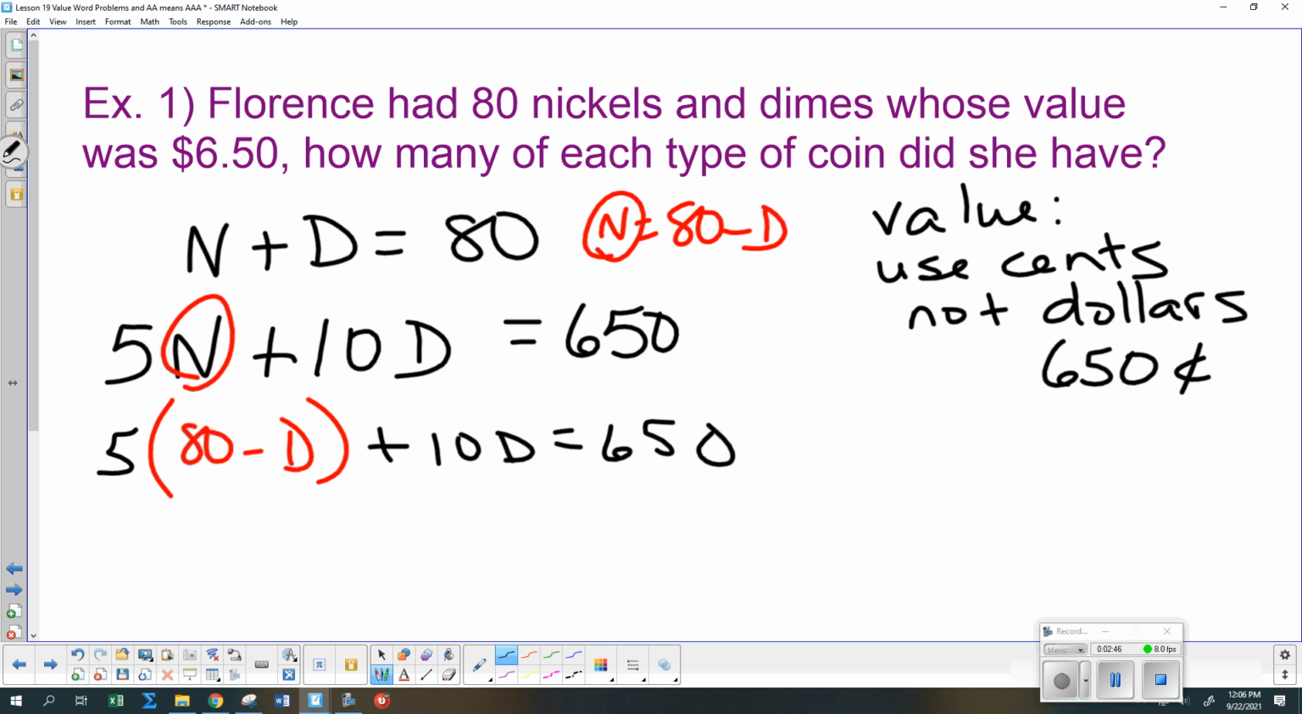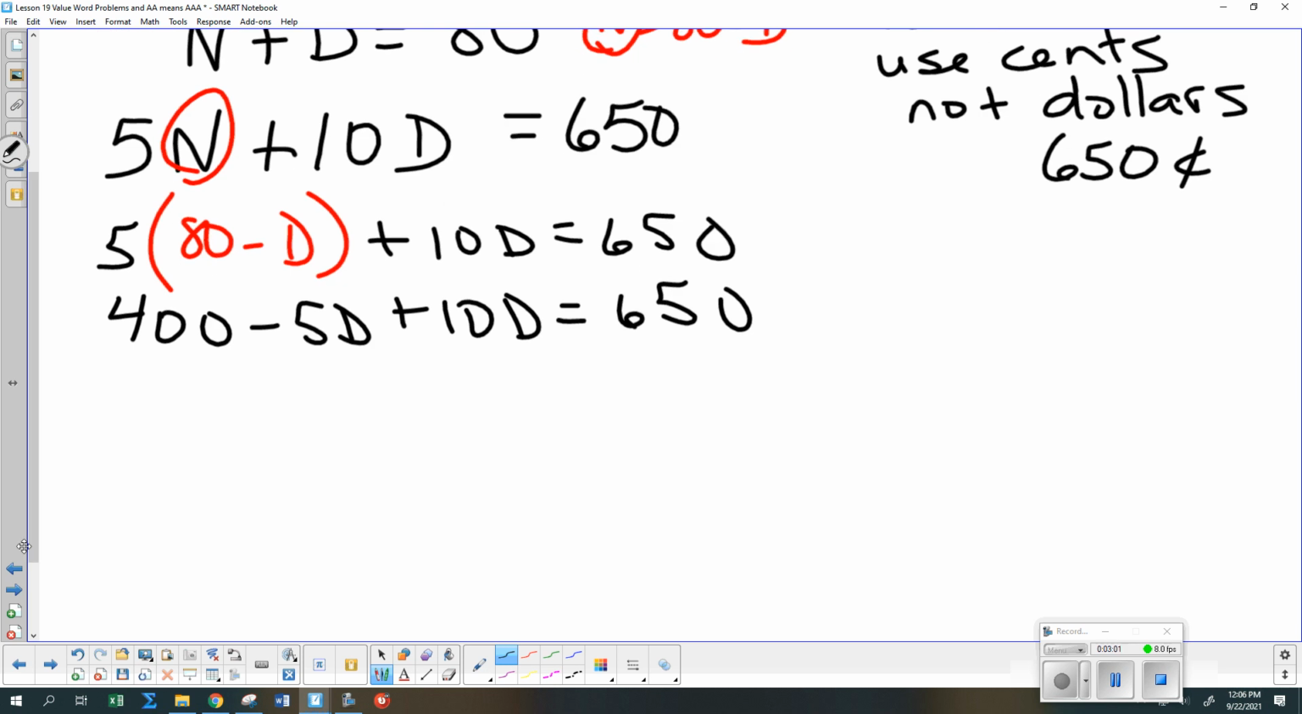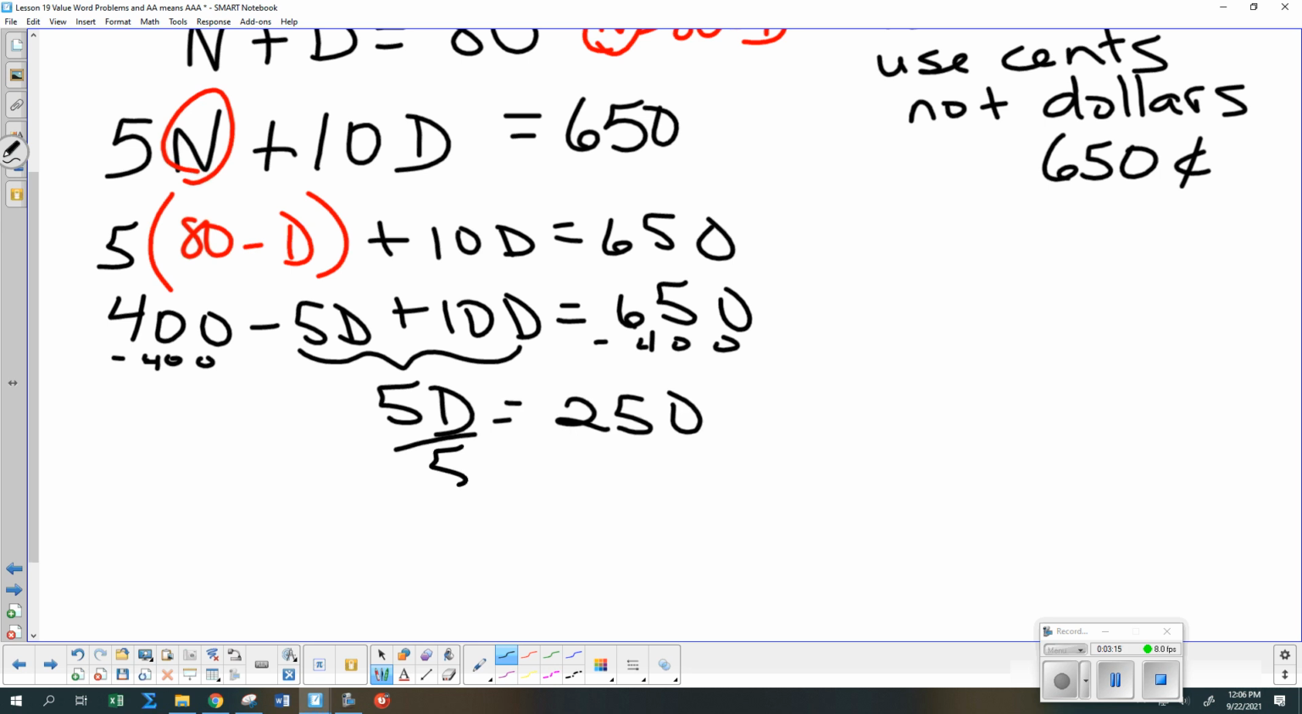So what is my next line going to be, McKenna? 400 minus 5D plus 10D equals 650. I think I've still got the 650 over there on that right side. So then if I put my D's together, I have 5D. And then I want to subtract my 400 from both sides. So if 5D is 250, how many dimes do I have? And hopefully that's what I got when I did it before.